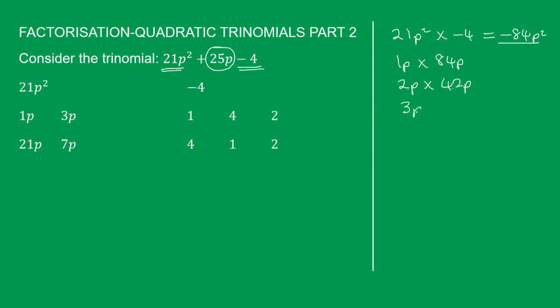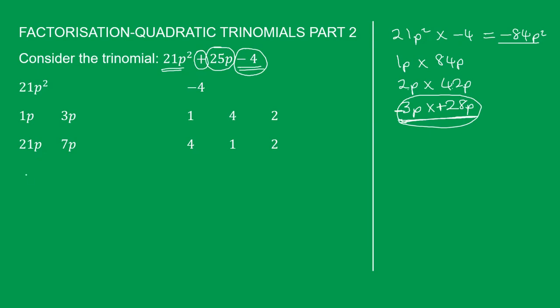And then we go to 3p times 28p. Right, this combination can give us what? 25p. Remember, we said that if the last term is negative, it means that one factor is negative and the other factor is positive. And then this one confirms that the bigger factor is one which is positive. So it means this one is negative 3p, this one is positive 28p. And then what we do, we replace the middle term with these two factors.